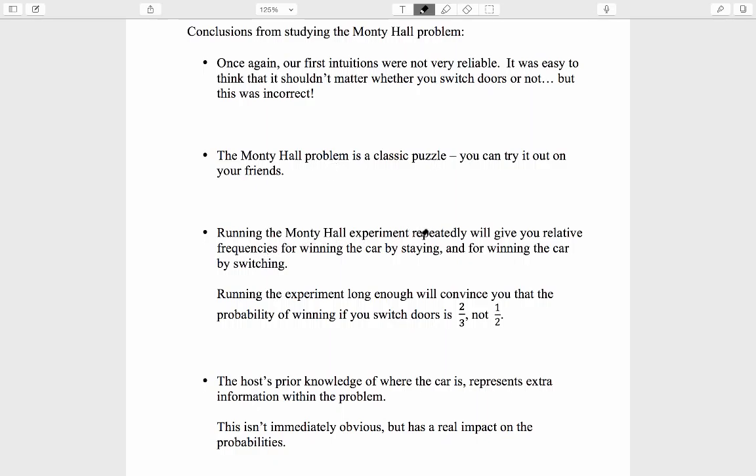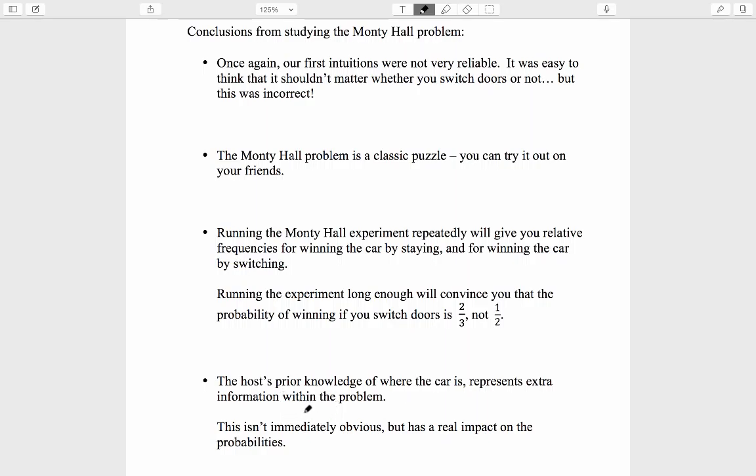Running the Monty Hall experiment repeatedly and collecting data will give you relative frequencies for winning the car by staying, or winning the car by switching. And if you keep running the experiment long enough, it will help convince you that the probability of winning if you switch doors really is 2/3 rather than a half. It really does matter whether you switch or not. The conceptual point that makes it all work is that the host's prior knowledge of where the car is represents extra information within the problem. The host is deliberately leaving a certain door closed, and that tells you something.